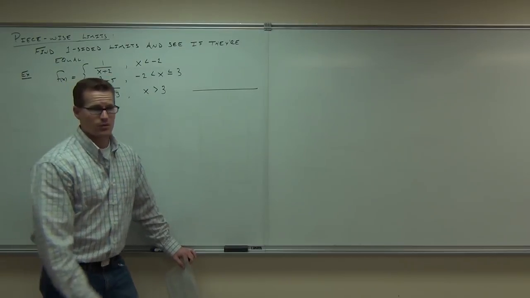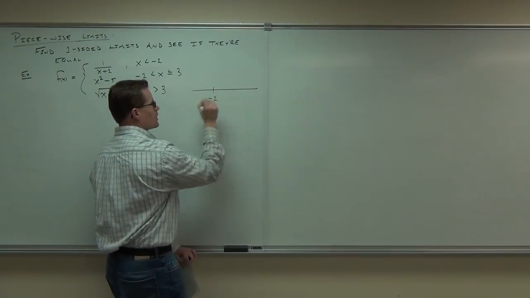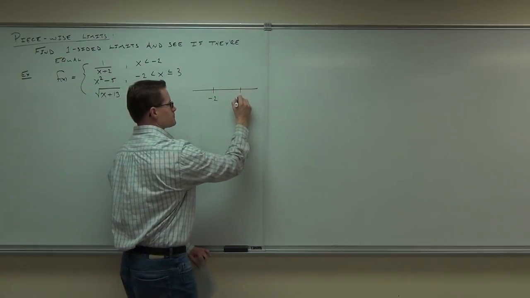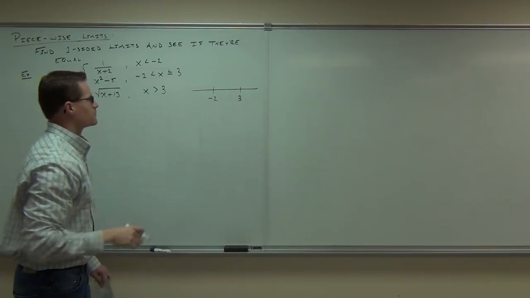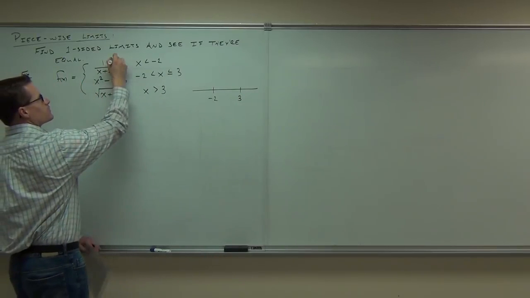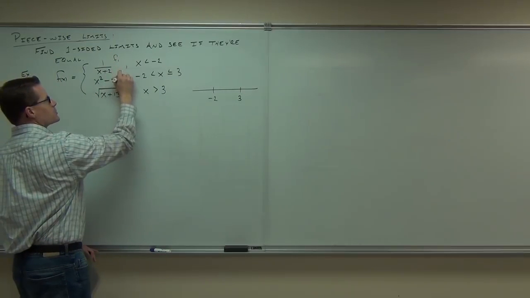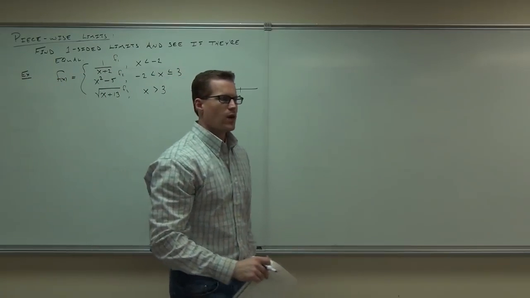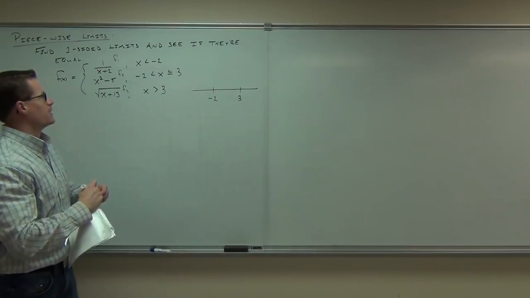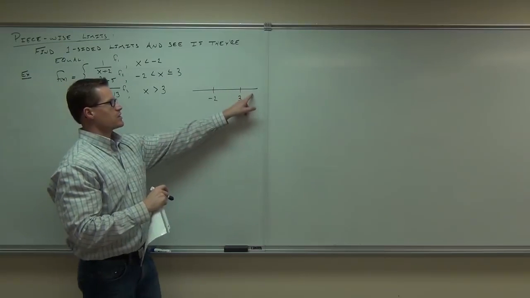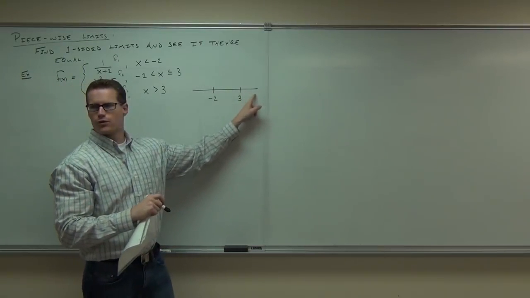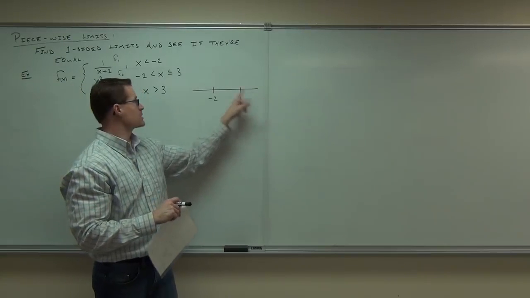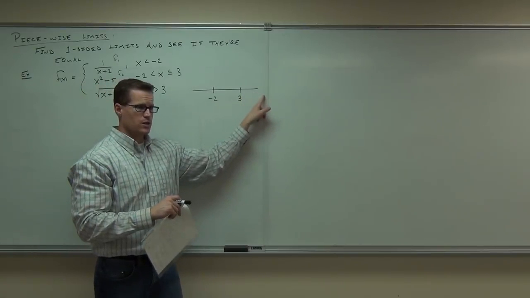Negative 2, that's a key point, right? So we're going to have negative 2 on here somewhere. What's another key point for us? Let's call this one function 1, and function 2 and function 3. Can you tell me what function is in this range over here? What function takes over for this interval? Function 3, because it says for any x's bigger than 3, I'm now function 3. Does that make sense to you?